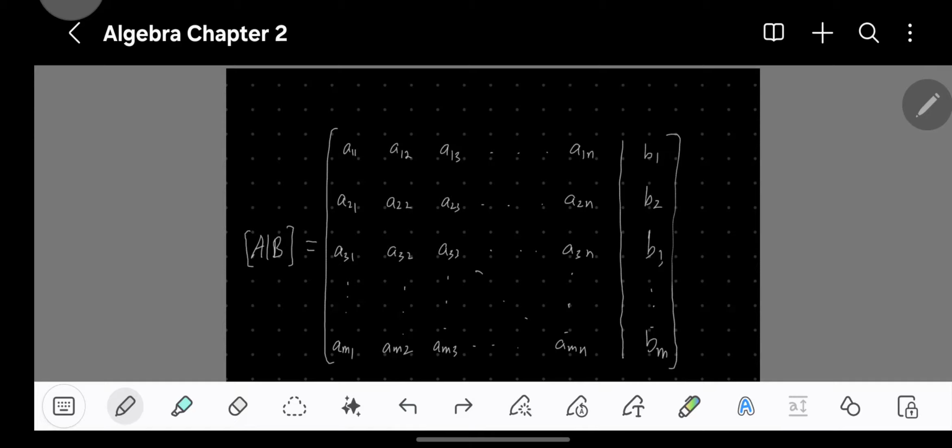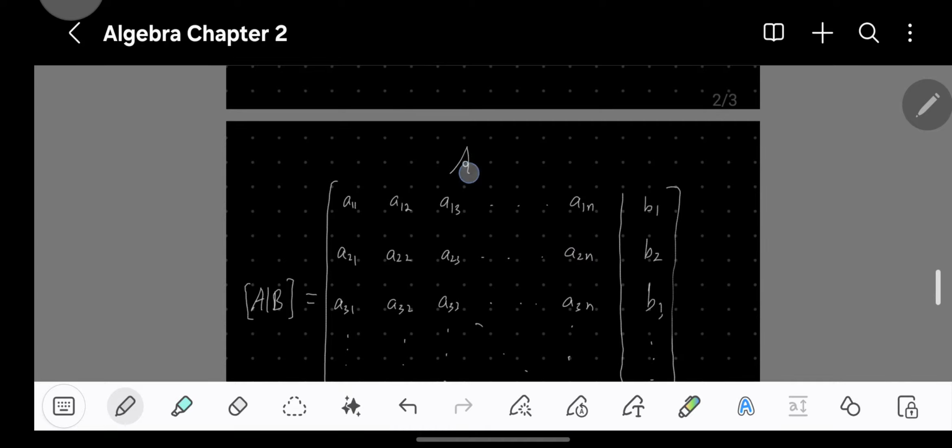So what we have done is we have first written matrix A, then a line, and then we have written matrix B. Okay, so this is the way we write an augmented matrix. You will be given a system of linear equations, with matrix A and matrix B. What you have to do is write A, line, and B, just like I have done here. Once you have done this, then you will solve it by some methods.